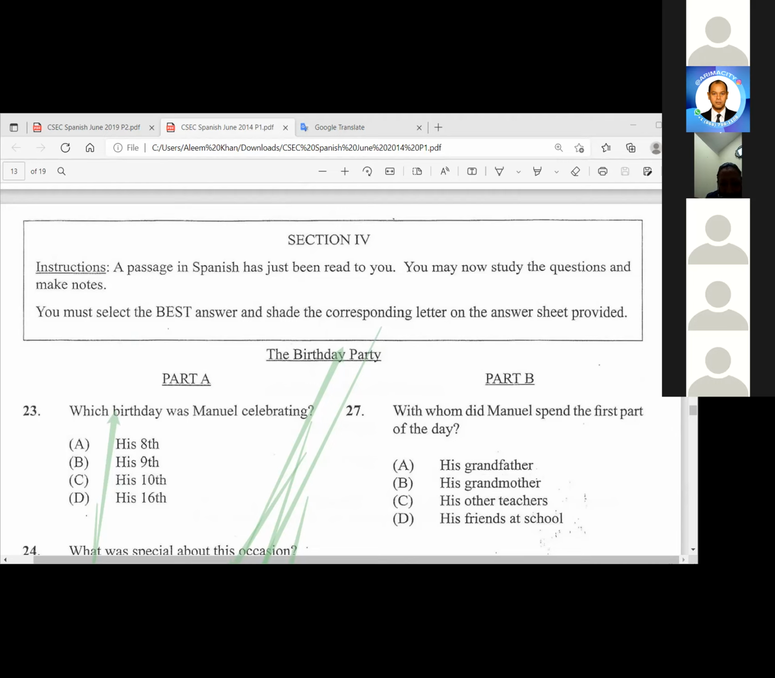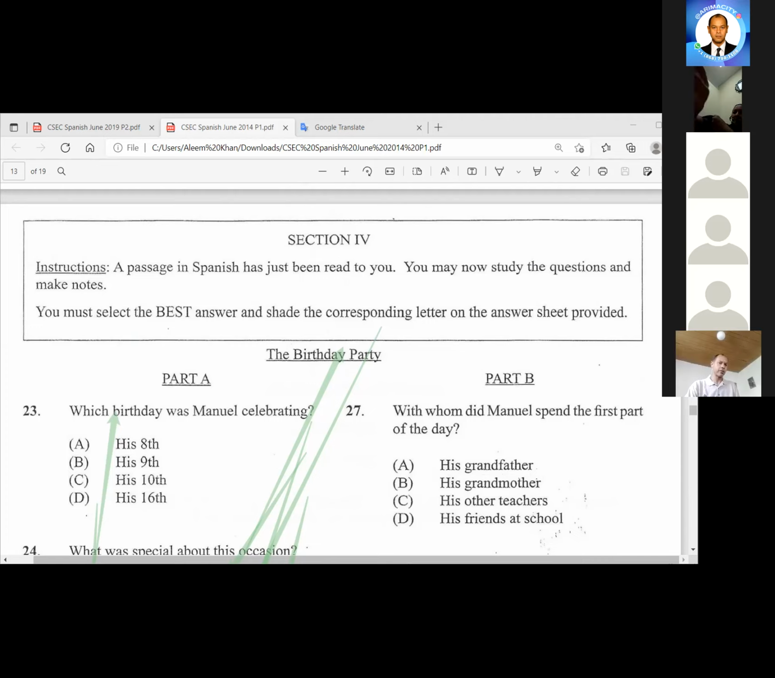Después de abrazar a su abuela, Manuel fue al colegio. Okay, después de abrazar a su abuela, Manuel fue al colegio. With whom, Catherine, with whom did Manuel spend the first part of the day? Después de abrazar a su abuela, Manuel fue al colegio. Exacto. With whom did Manuel spend the first part of the day?